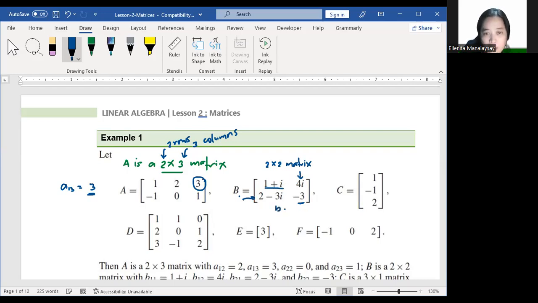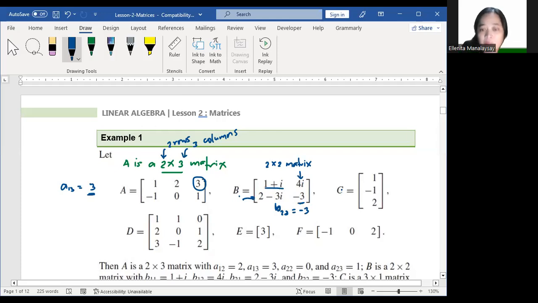So to denote it, I used B since we are in matrix B. B22, second row, second column. So B22 is negative 3.